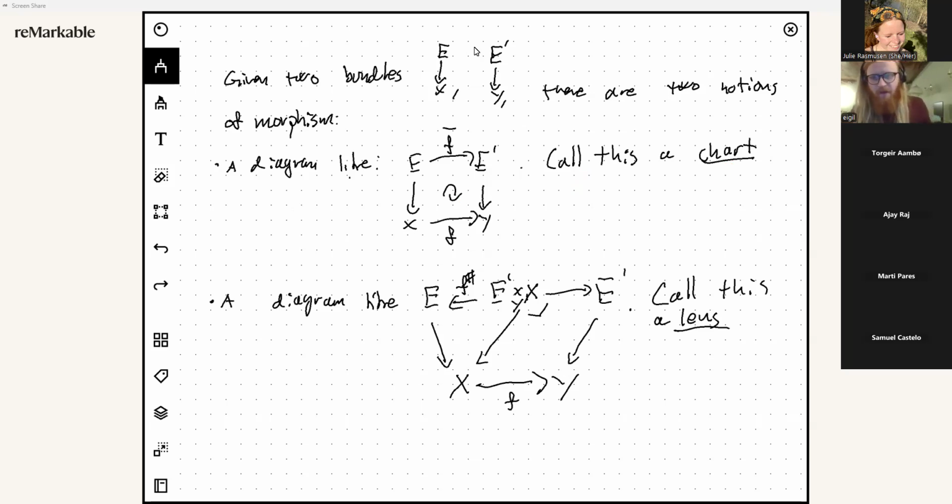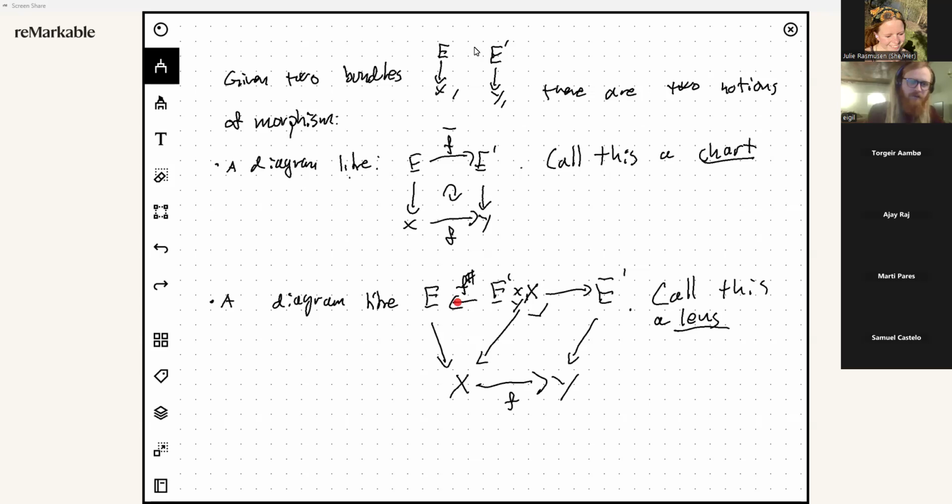Just to have a name other than map of bundles, because I'm about to describe a different kind of map between bundles. I'm still going to ask for a map in the base, but now I'm going to pull back this bundle E prime to B over X, and then ask for a map in the other direction, from the pullback to E, over X.